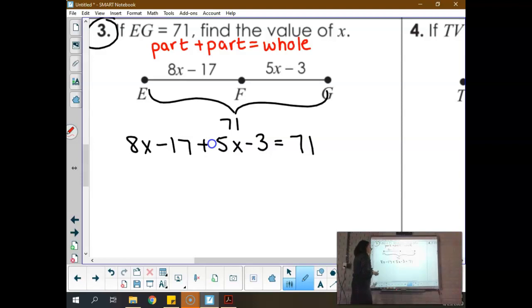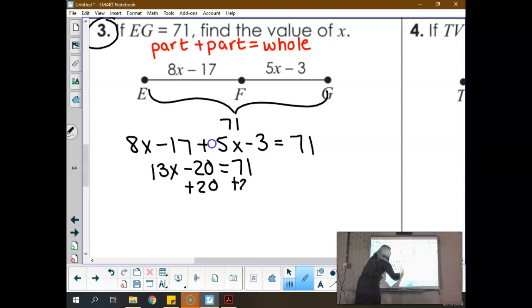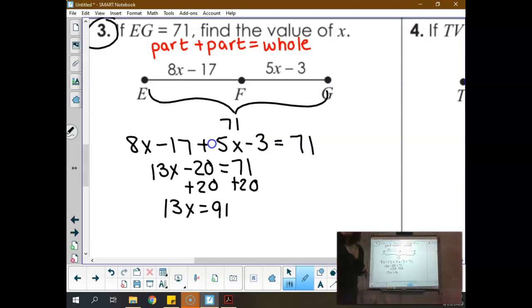equals whole. Now, when it comes to solving for X, it's just like you did in algebra. I'm going to start by combining my like terms. So I've got an 8x and I've got a 5x. That gives me 13x. And then I've got negative 17 plus a negative 3, and that's negative 20. And that equals 71. Add 20 to both sides, and I have 13x equals 91. Remembering correctly, I want to say that's like 7. But let's just double check, because I forget math too.